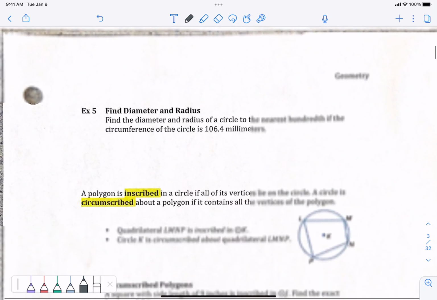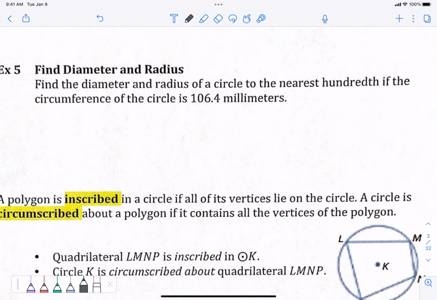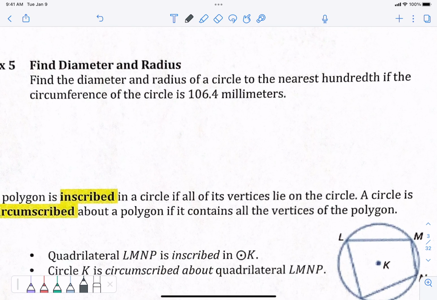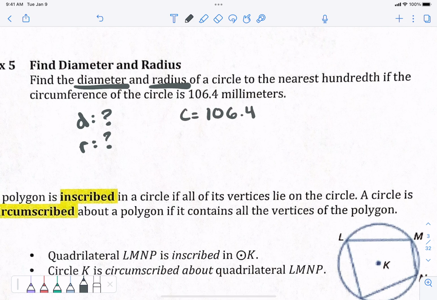All right, now they're going to go backwards on us. In example 5, these are the fun ones. Find the diameter and the radius. So those are the things that we don't know. We don't know diameter, we don't know radius. But they're giving us that the circumference is 106.4. Ooh, we're going to have to work backwards. They're giving us the answer, and now we have to work backwards to the diameter.